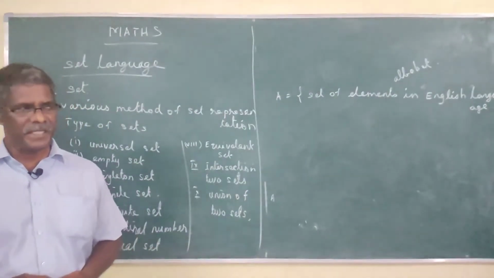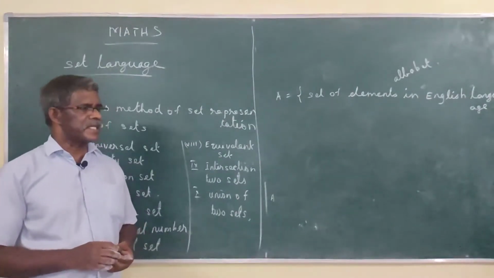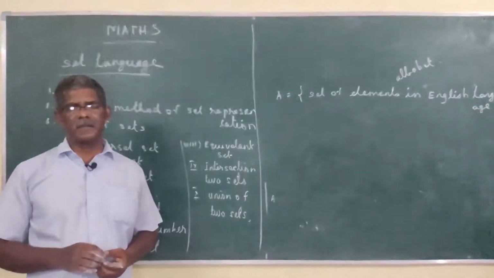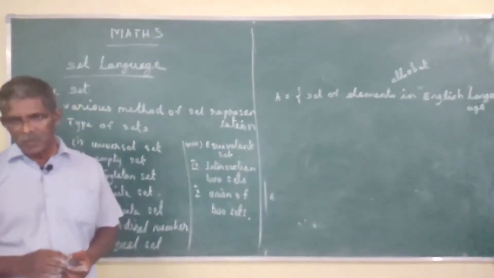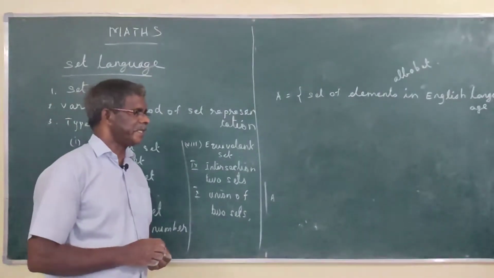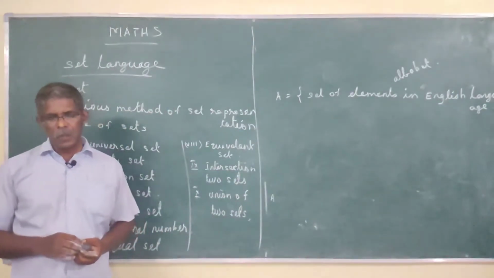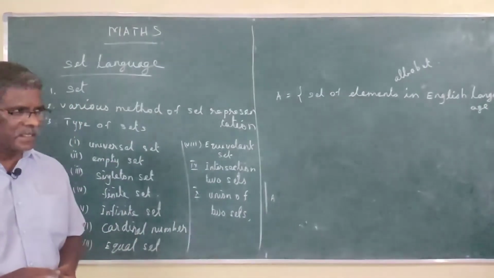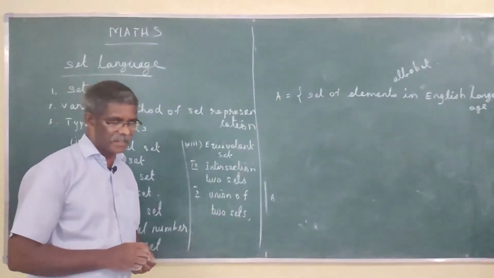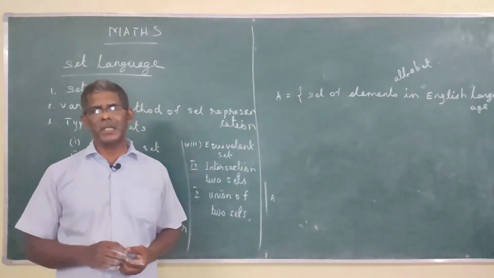Descriptive method means that in this method they represent the elements by using some sentence or some words. In this way they represent the set. That's why it is called descriptive method. Then another one, ruler method. Ruler method means they give some condition about the elements of the set. That's why it is called a ruler method.